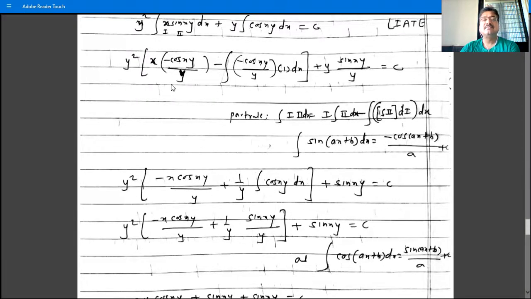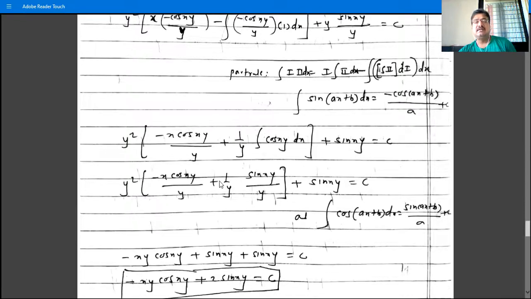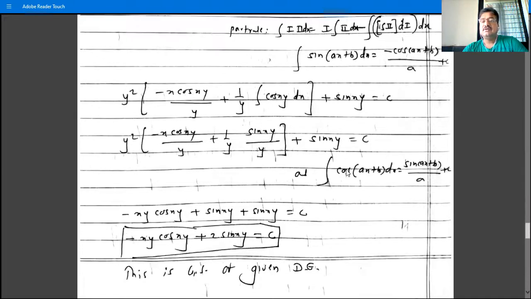So simplify this. Multiply by y squared: x into minus cos(xy) divided by y, plus, now minus and minus become plus, 1 by y, integration of cos(xy). Here y is a constant quantity, so take it outside the integration: 1 by y, and minus minus becomes plus, cos(xy) dx, and y gets cancelled, equal to constant. Then the integration of cos(xy) with respect to x is again cos(yx), so integration is sin(yx) divided by y, plus this remaining quantity.